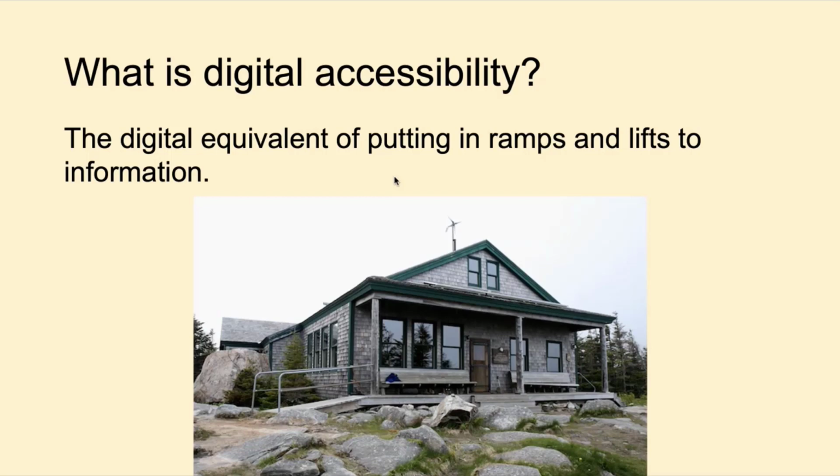So on the screen, we've got a picture of a slate-covered grey mountain lodge. There are windows on the front and a door, and it's got a gable end roof facing us. In the foreground, there are boulders. And on each side of the building, you can see a ramp with some supporting railings either side of the ramp.